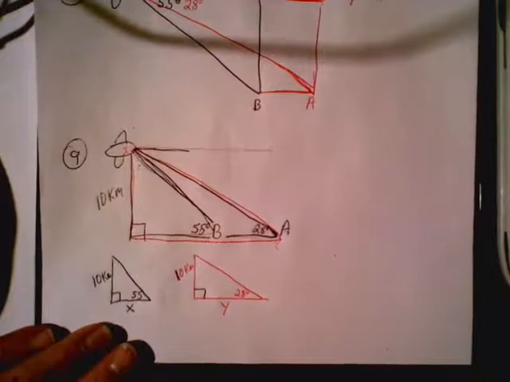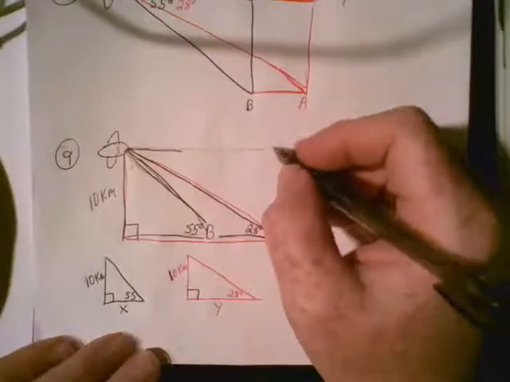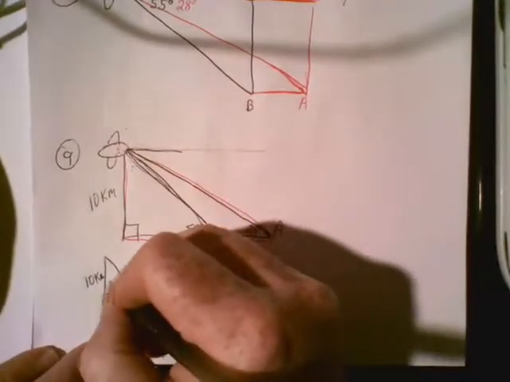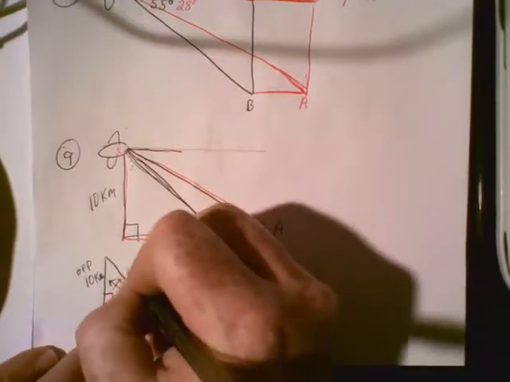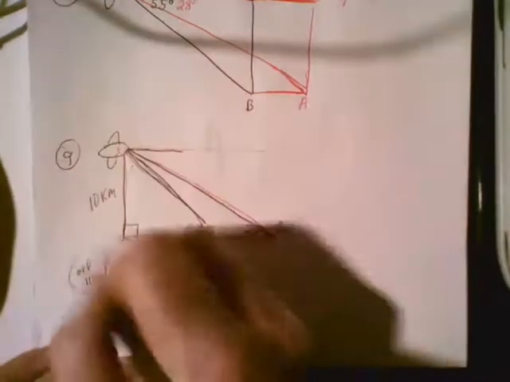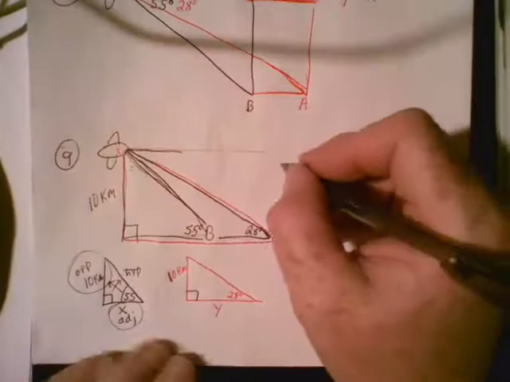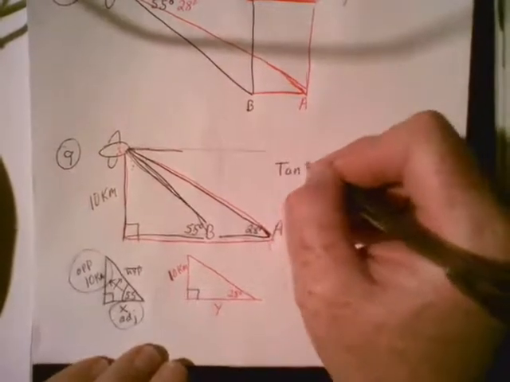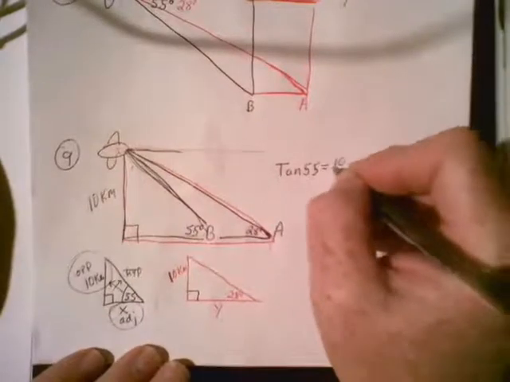These two are basically going to be the same problem done over and over again, so I'm just going to write them out and do them both. That's your opposite leg. That's your hypotenuse. We really don't care about the hypotenuse this time. This is your adjacent. So we want opposite and adjacent. That's tangent. So we're going to do the tangent of 55 equals opposite over adjacent.